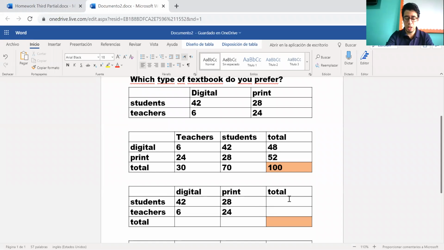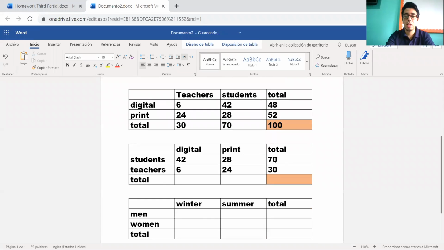42 plus 28 is going to be 70. 6 plus 24 is going to be 30. Since the moment you add this 70 plus 30, you obtain 100. And you can prove it if you add this. 42 plus 6 is 48, and 28 plus 24 is 52.